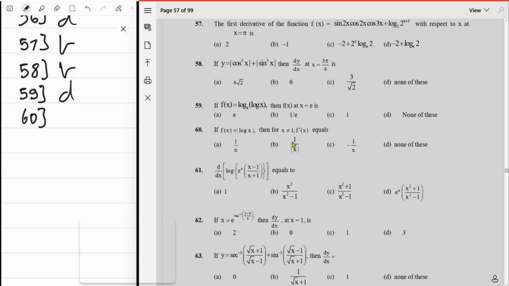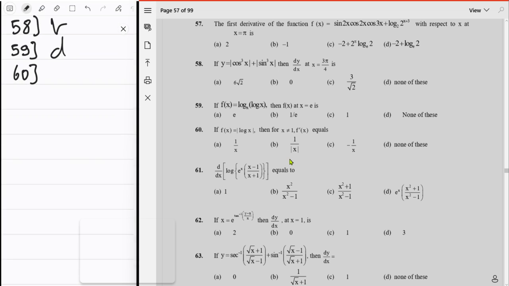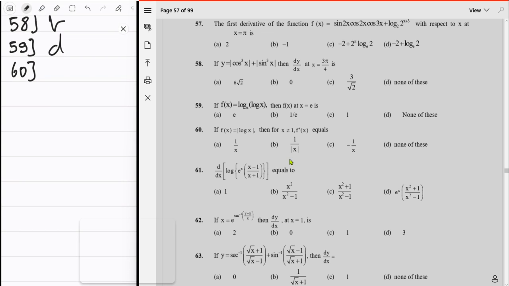If f is this thing, then for x not equal to 1, f dash of x equals, it's more of ln of x, huh? Right. Okay, I see what's going on. So when x is bigger than 1, this just becomes natural log of x. So the derivative of that would just be 1 upon x. When it's less than 1, this just becomes negative natural log of x. The derivative of that is just negative 1 upon x. So at x equal to 1, f dash doesn't exist.